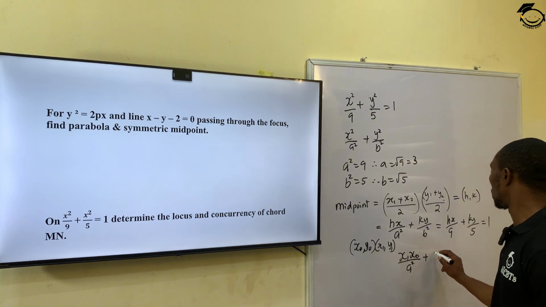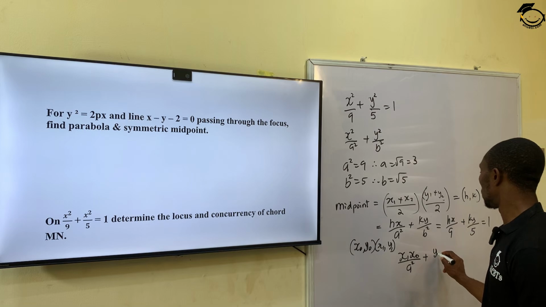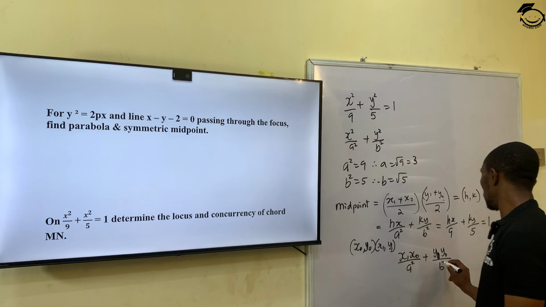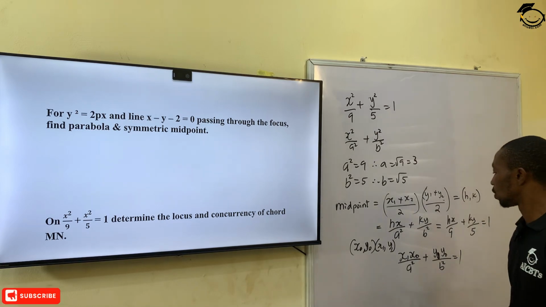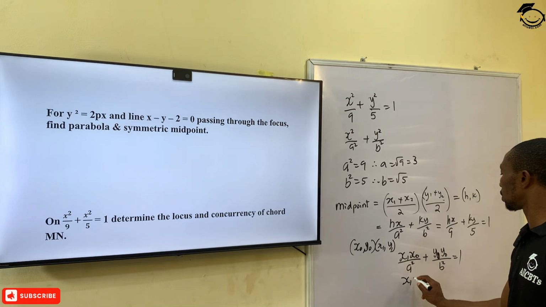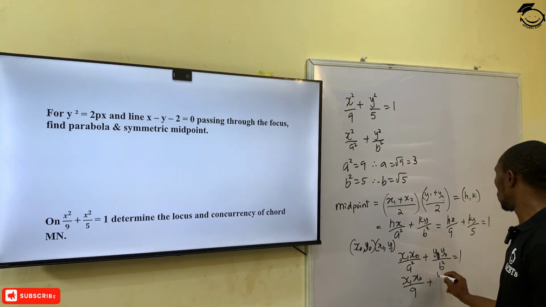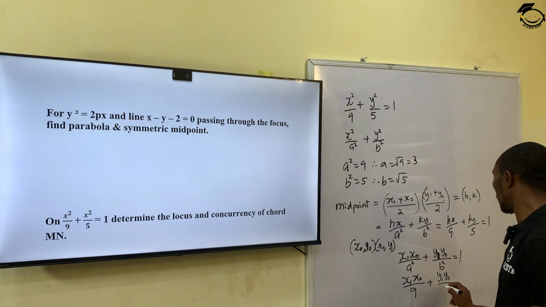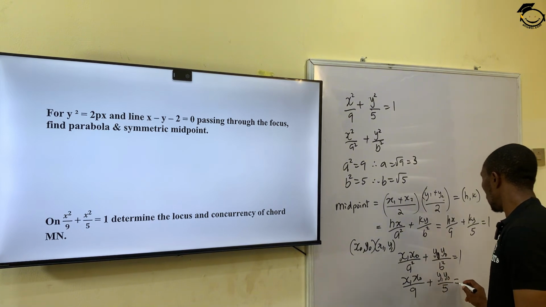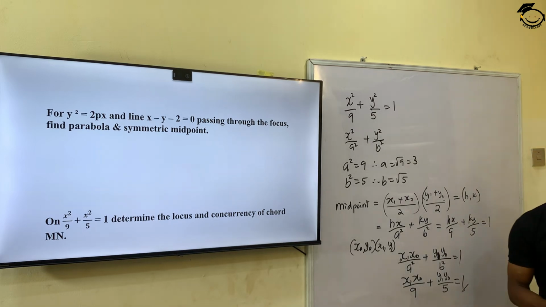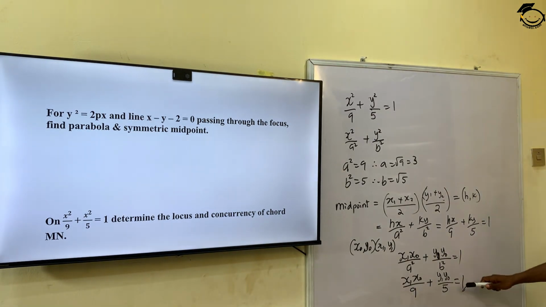So for their concurrence, this will become x1 x0 all over a squared plus y1 y0 all over b squared equals 1. So this will become x1 x0 all over 9 plus y1 y0 all over 5 equals 1. So this forms the concurrency of the chord MN, and this forms the locus of the point called MN.